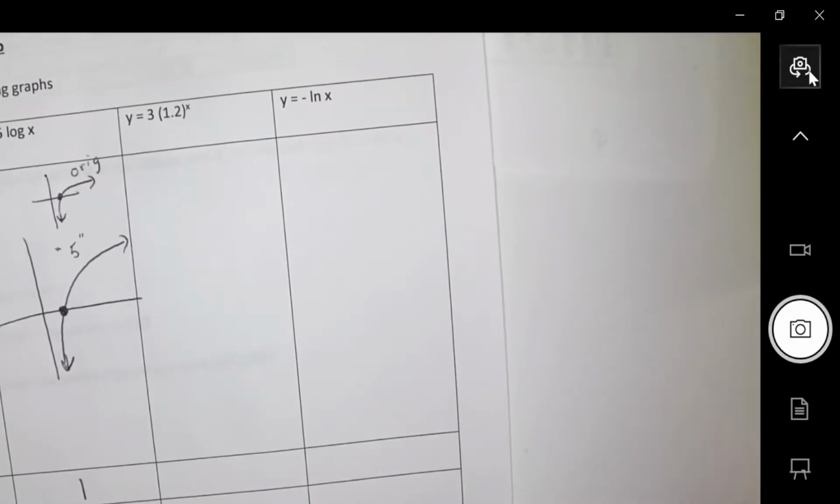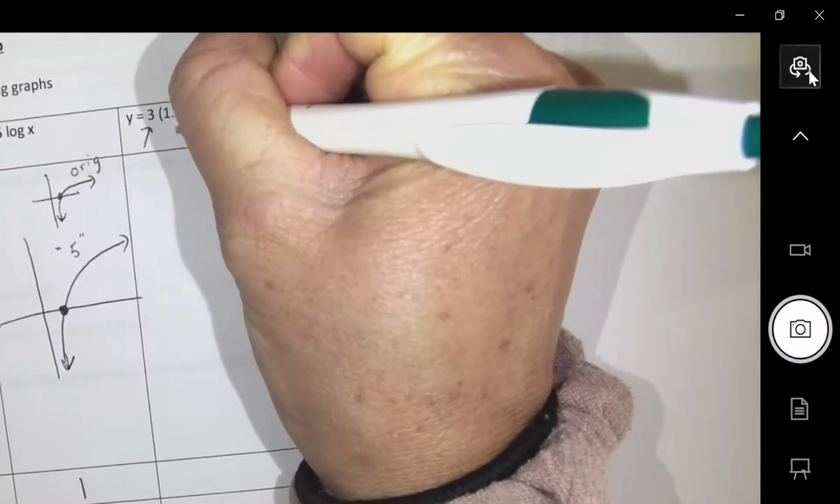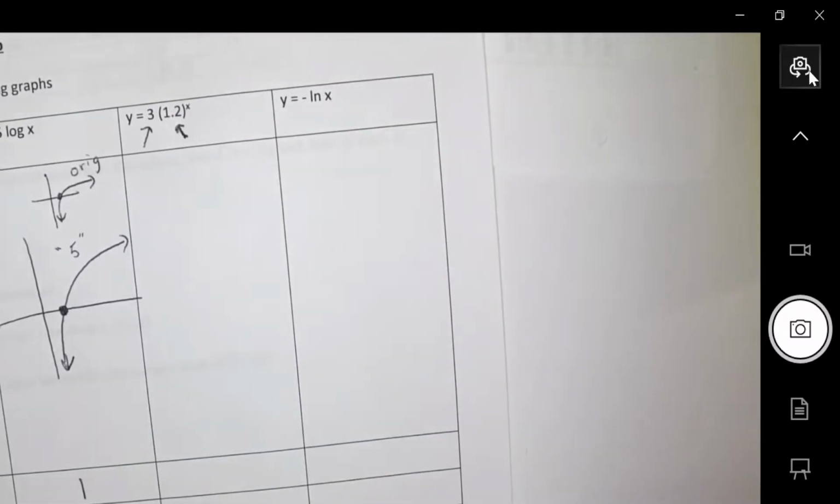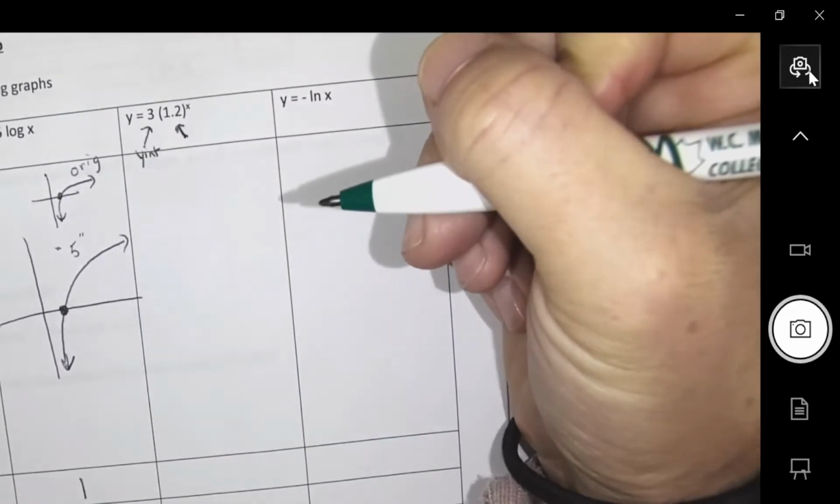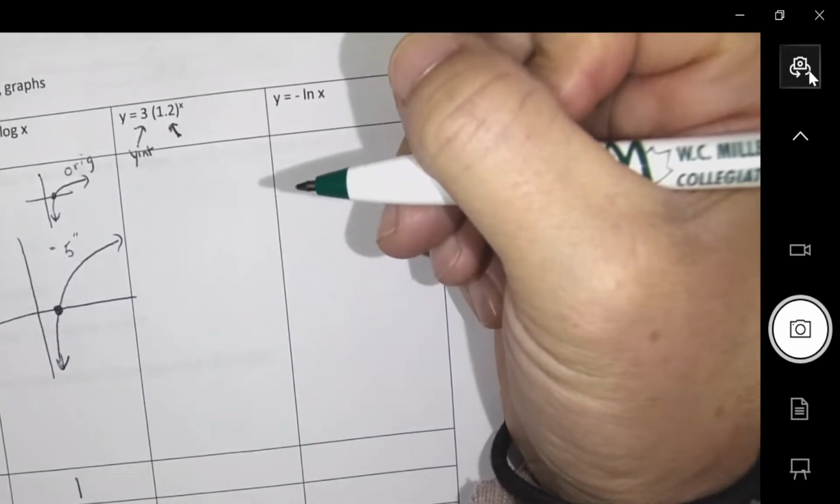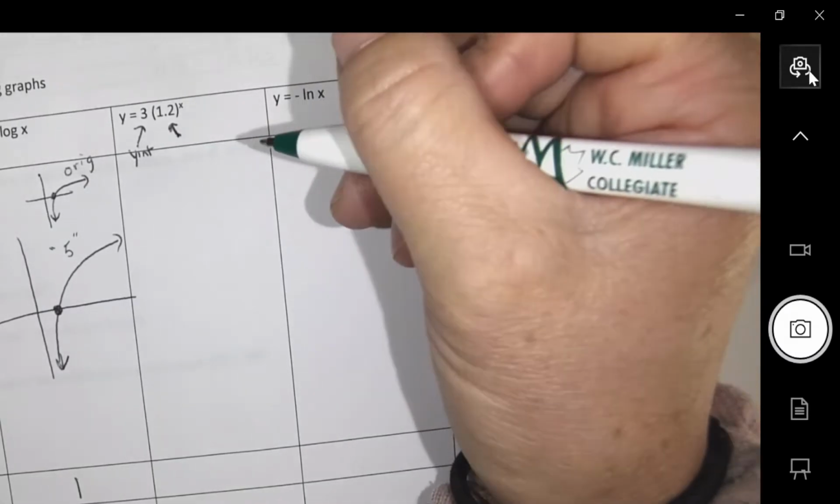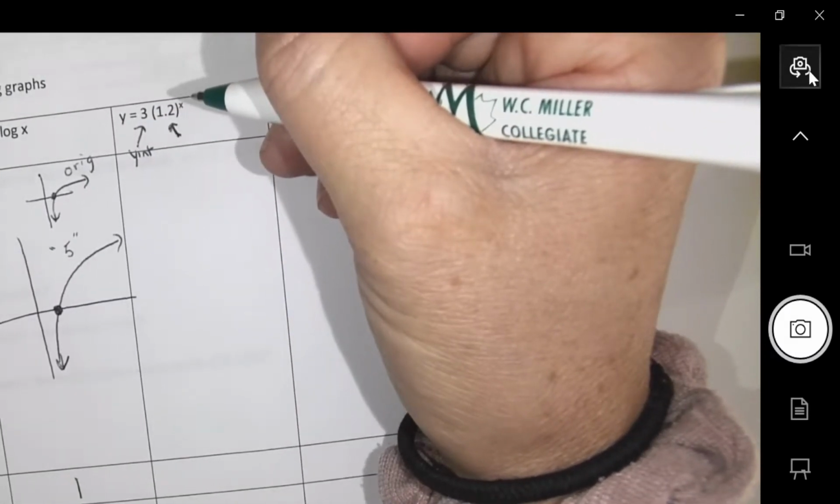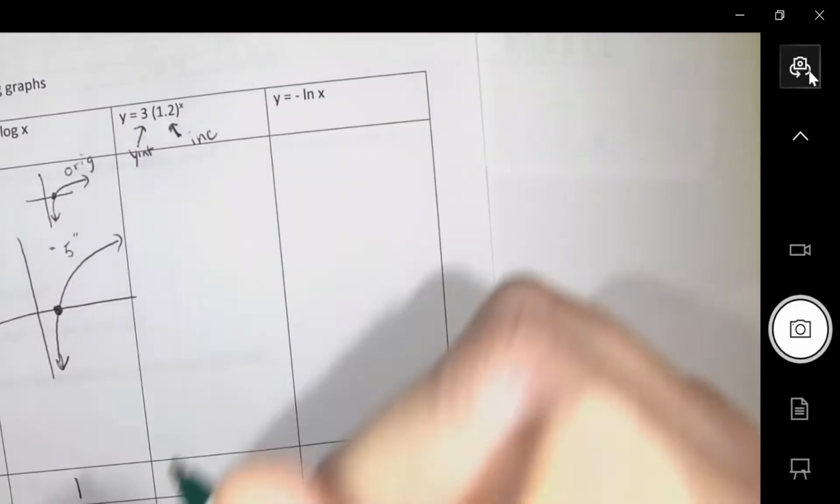Okay, number 3, exponential. So what do we know? That's the y-intercept. You'll have a y-intercept of 3. That's the starting value, right? That's where we'd start from. And then 1.2 is going to do what? We're going to increase.